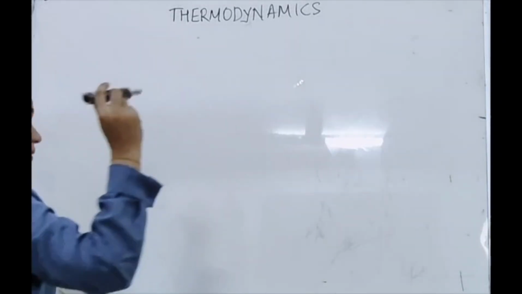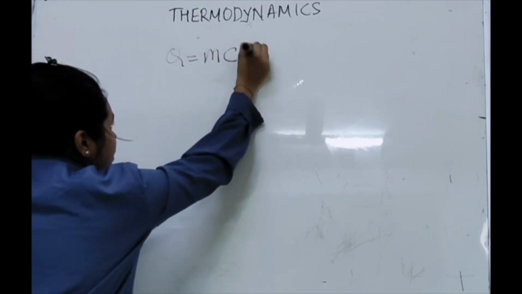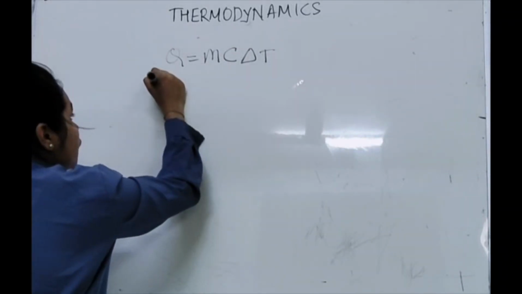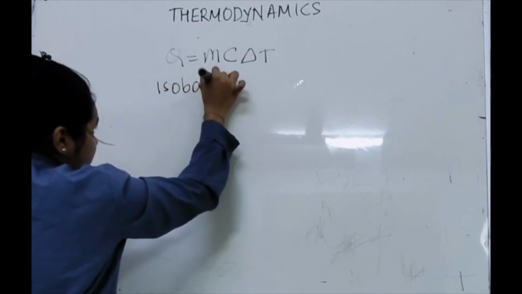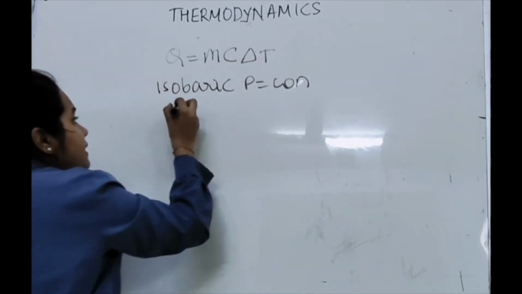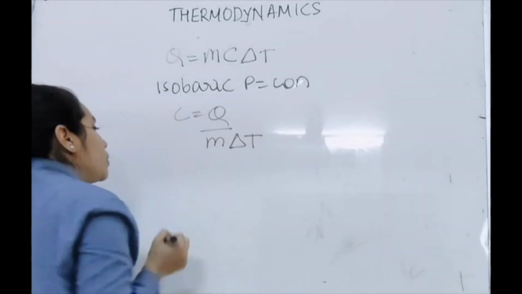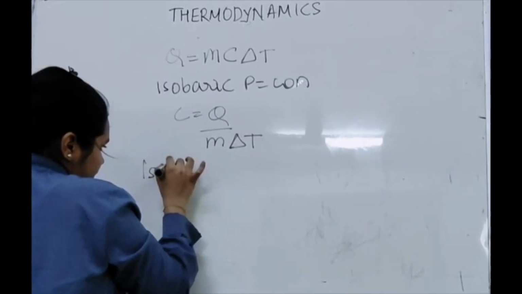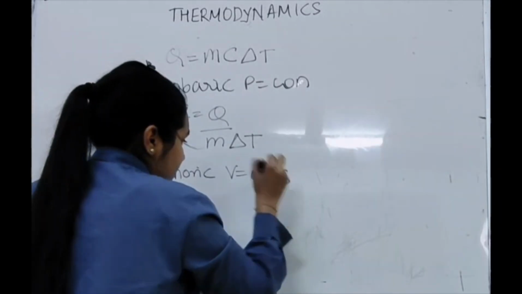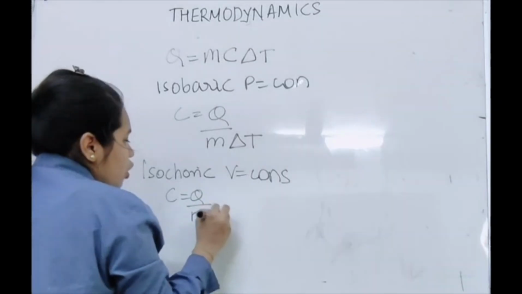I want to tell you about the specific heat. Q equals m c delta T. You know, this is specific heat. So for isobaric, pressure is constant, we know, right? So C equals Q by m delta T. For isochoric, V is constant, right? So C equals Q by m delta T.